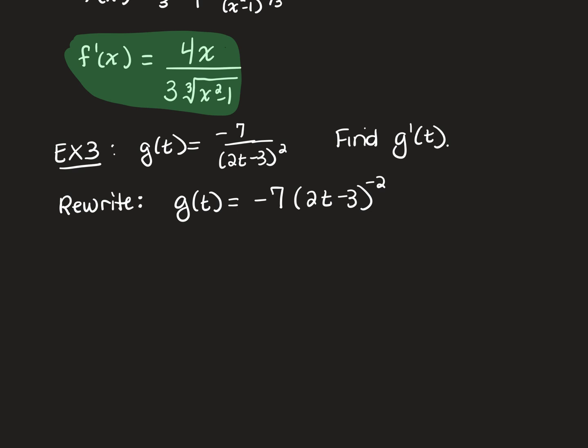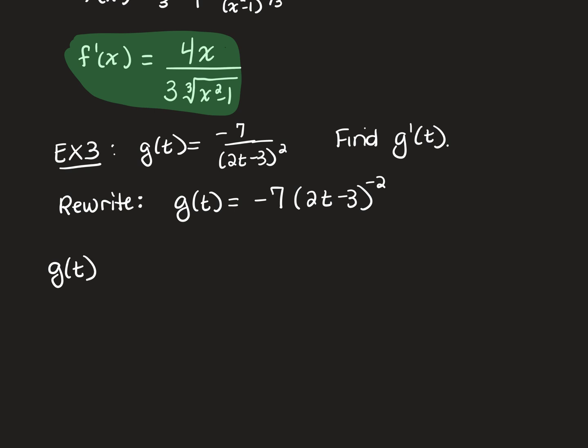Okay, now we could have left it as is, right? And we could have multiplied out 2t minus 3 times 2t minus 3 and used our quotient rule. Hopefully this will be a little bit quicker for us. Okay, so I'm going to rewrite this so I can identify my inside and outside functions.